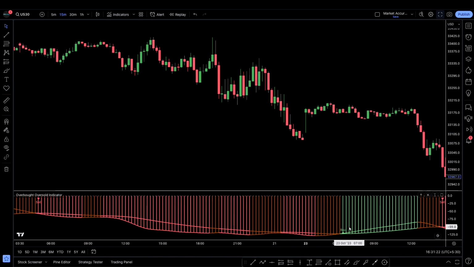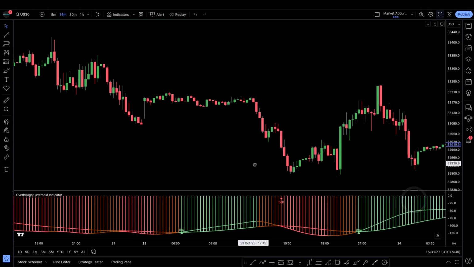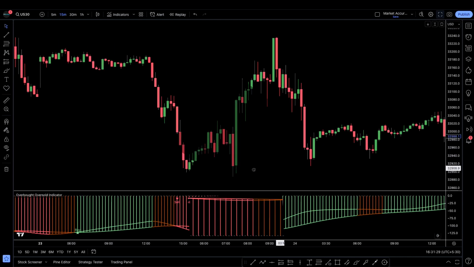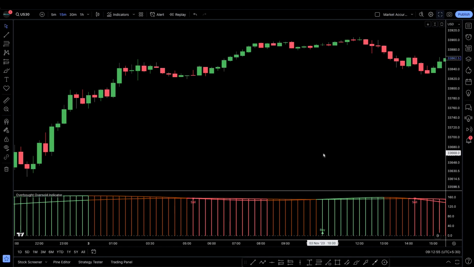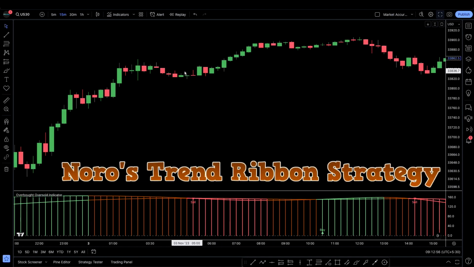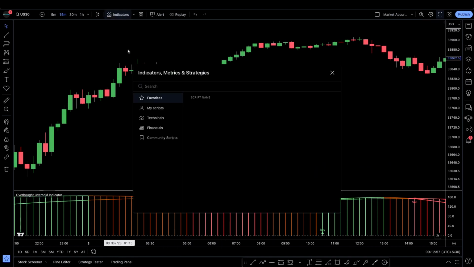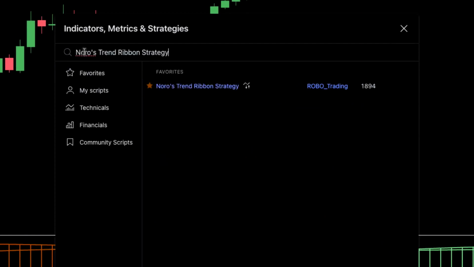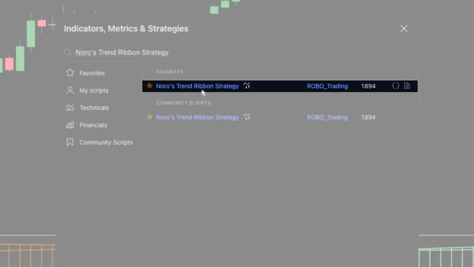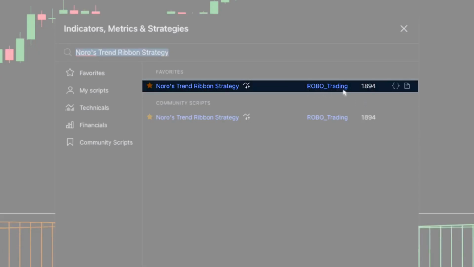Now if we look here, there is another sell signal. We will add another indicator to filter this double signal. Let's add the Norose Trend Ribbon Strategy indicator. Go to the Indicators tab, type Norose Trend Ribbon Strategy, by Robo Trading, selected, Add to Chart.